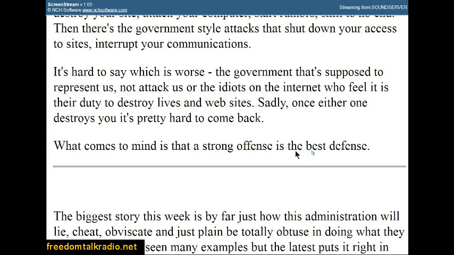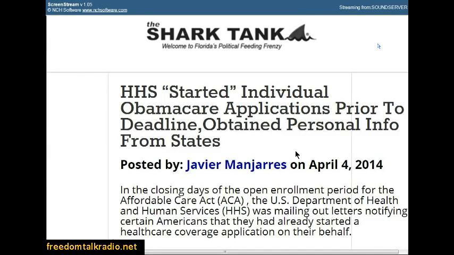Here's what happened. The government started applications for millions of people without their knowledge and without their asking for it, and then sent them a letter. Hey, we started your application. All you got to do is go there and finish the application. We started it for you. So you already got an account over at the healthcare.gov website, or Obamacare, or the Unaffordable Health Care Act.